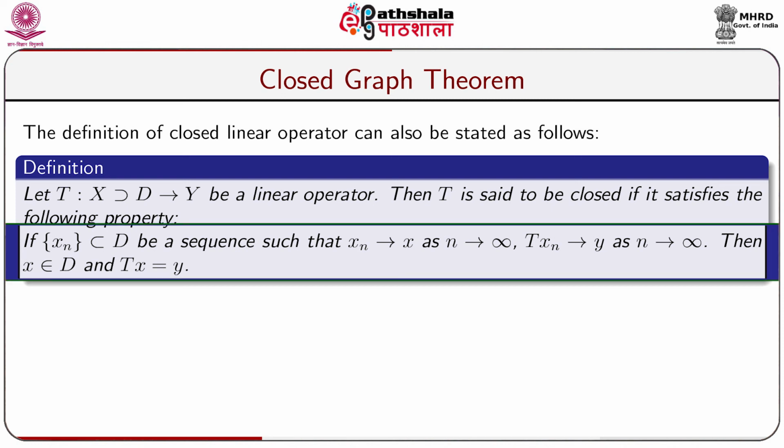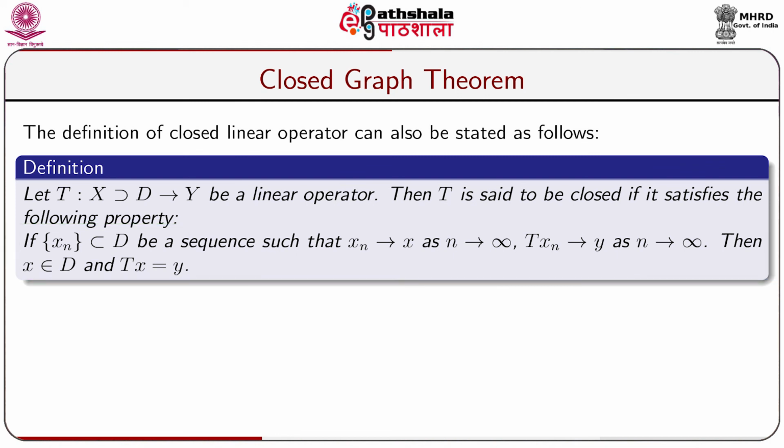If a sequence xn is taken from capital D such that xn goes to x as n tends to infinity, Txn goes to y as n tends to infinity, then x must belong to D and Tx is equal to y. Then x belongs to D and Tx is equal to y.